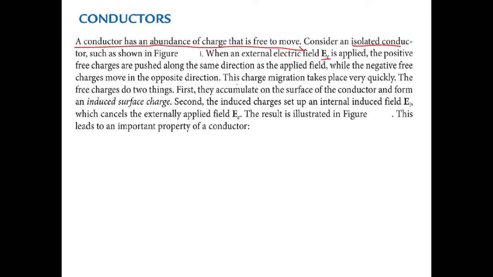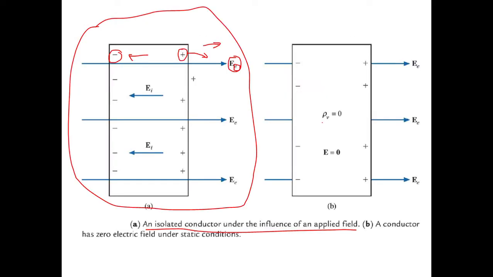Then this charge migration takes place very quickly, right? What does it mean? Now here, when we speak about the conductor, which we have not subjected to any electric field, these charges will be randomly placed. That is, negative charges and positive charges will be randomly placed. So as soon as we apply the electric field, these arrangements take place. That is, the positive charges will get accumulated in the direction of the applied electric field, and electrons, that is negative charges, will get accumulated towards the other side.